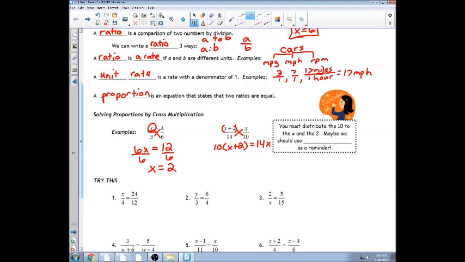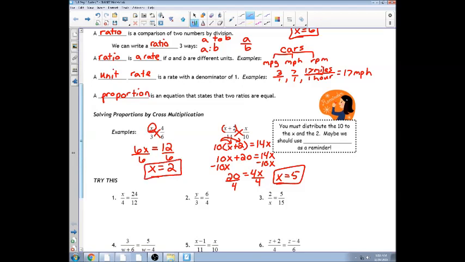Now, to solve this, I need to distribute my 10. So it would be 10x plus 20 is equal to 14x. I always want to try to keep my variable positive, so I would subtract the 10x. So it would be 20 is equal to 4x. Divide by 4. X would be equal to 5. Make sure you're boxing your answers there as well, please.